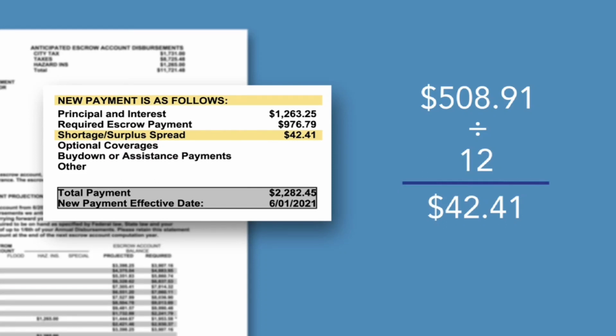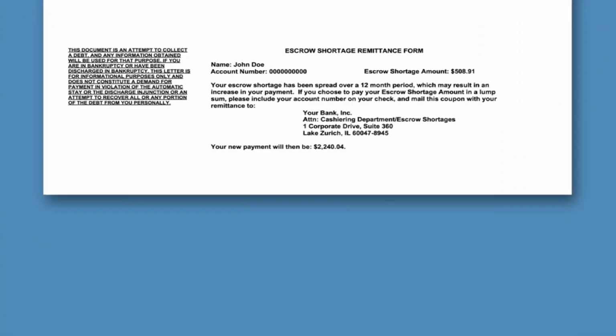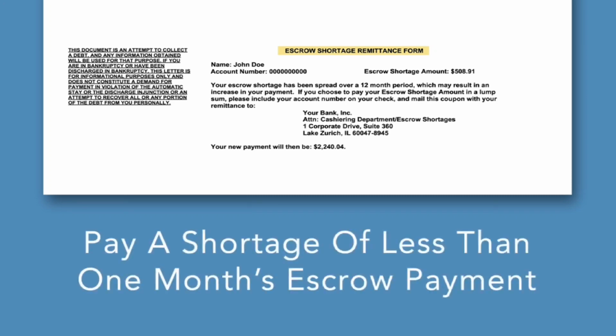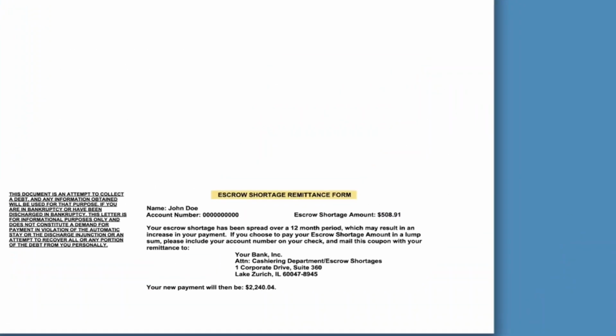If the shortage is greater than or equal to 1 month's escrow payment, the shortage will be spread over 12 months. If, however, the shortage is less than 1 month's escrow payment, you can spread it over 12 months or have the option to pay the shortage in one lump sum. When this occurs, an escrow shortage remittance form will be included at the bottom of the statement that can be used to pay a shortage of less than 1 month's escrow payment in one lump sum.